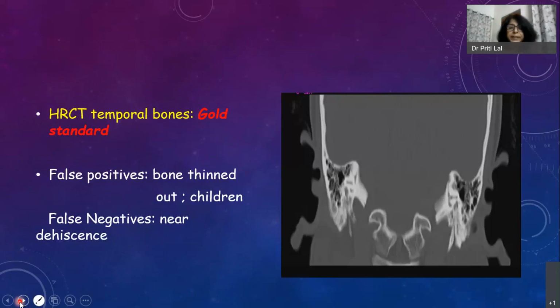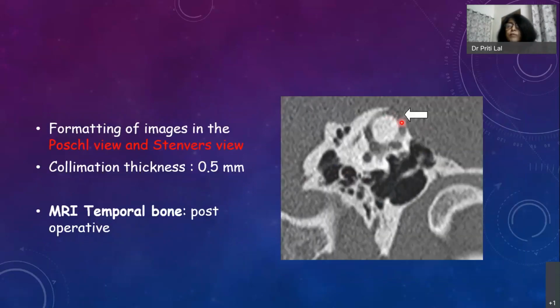The gold standard investigation in such cases is the HRCT of the temporal bones. This is a coronal section of the HRCT of the temporal bone, and here we can see a dehiscence of the superior semicircular canal on the left side. I hope you can all appreciate this dehiscence here. In another film, we see dehiscence of the canal on the HRCT of the temporal bone.